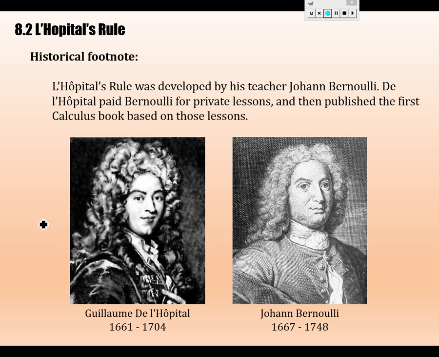And there's a historical note on this slide, too. So it's his teacher, who you might not know L'Hopital, but you know his teacher probably. One of the Bernoullis. First calculus book, too. Yeah. So did he say that it was his rule?